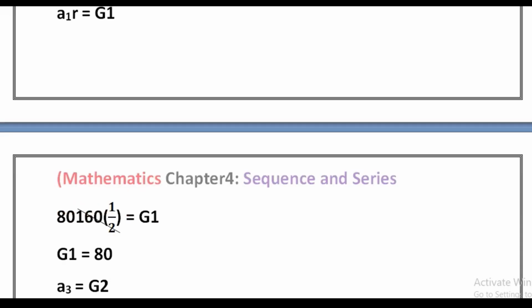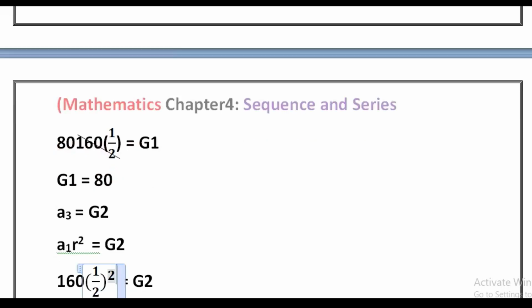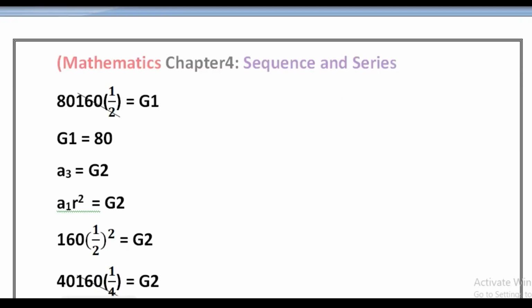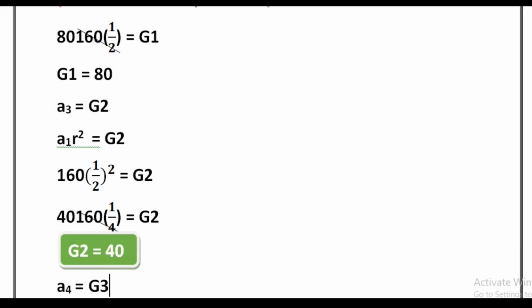Next, third term A3 is equal to G2. A3 can also be written in geometric sequence, A1 r square is equal to G2. So value of A1 is 160, value of r is 1 divided by 2 whole square equal to G2. So 160 into value of 1 divided by 2 whole square can also be written in the form of 1 divided by 4. 40 times 160 equal to G2. So G2 is equal to 40.